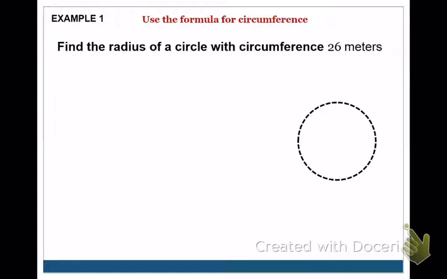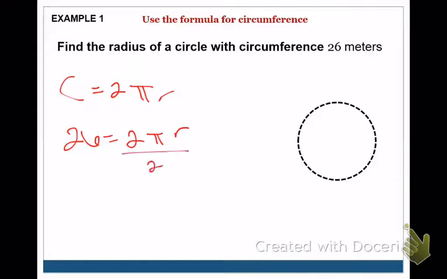Here we're going to take a quick look at an example where we can work backwards and find the radius. So circumference is 2 pi r. If the circumference of this circle is 26 meters, then we want to find the radius. And so we know the circumference. We're going to plug that in, 26 meters equals 2 times pi times r, and we don't know what r is, and that's what we're solving for. So we're going to divide both sides by pi, or 2 pi actually.